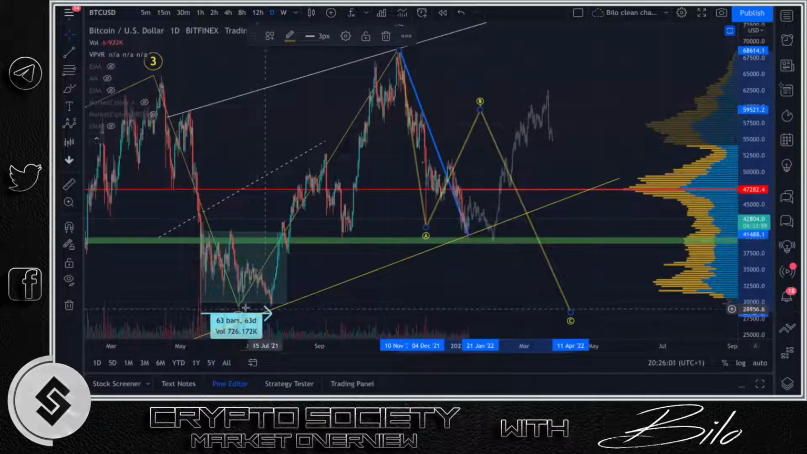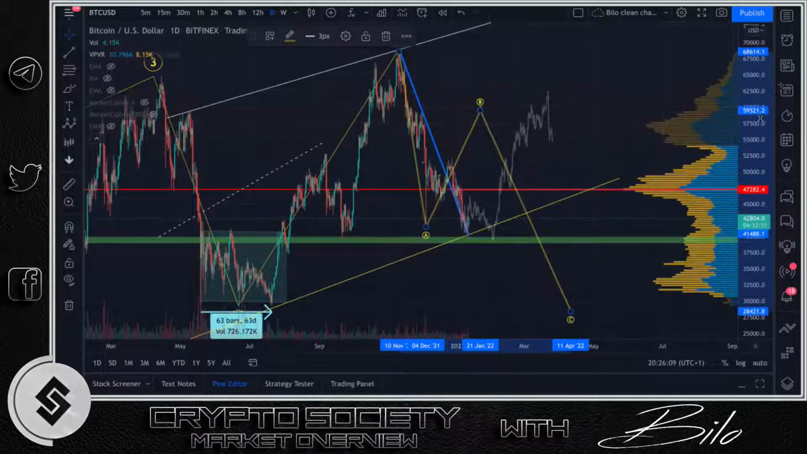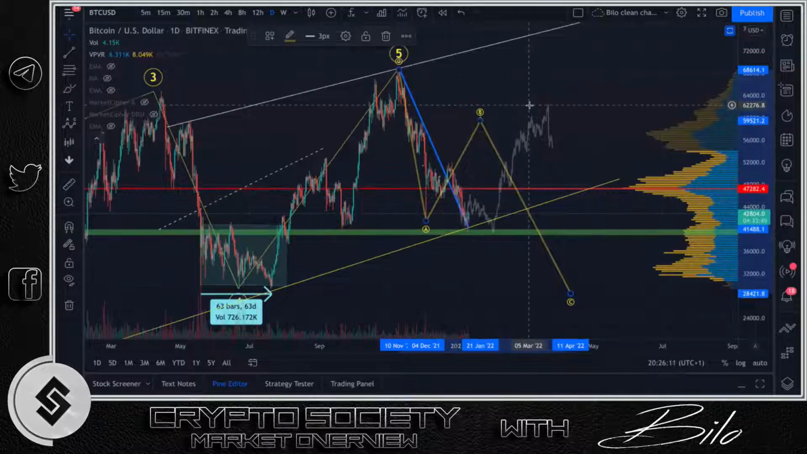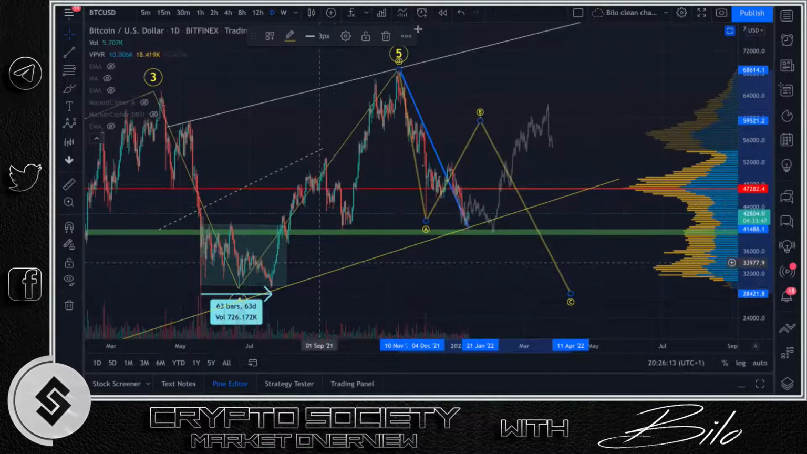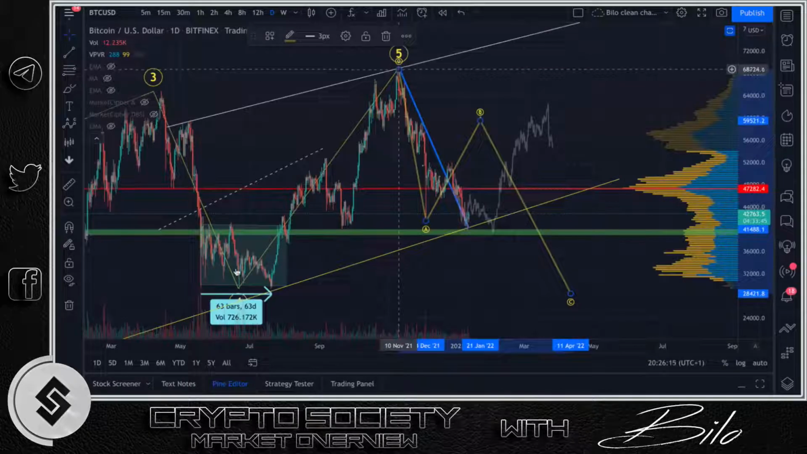And initially, this would have been wave 1 of wave 5. So remember earlier I told you that each primary wave has 5 waves inside of it. Right now, with this being where it is, we can say, okay, well, you know what? This is 1, this is 2, this is 3, this is 4, this is 5.